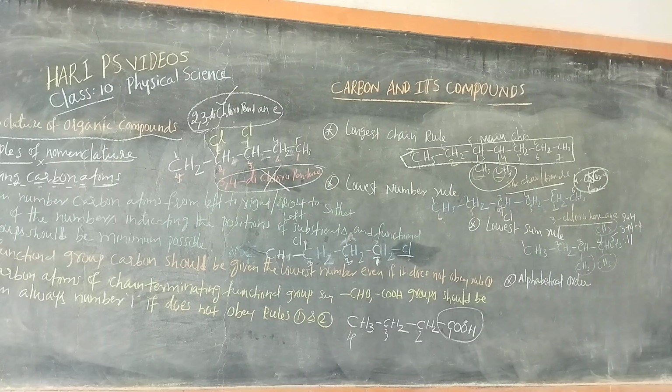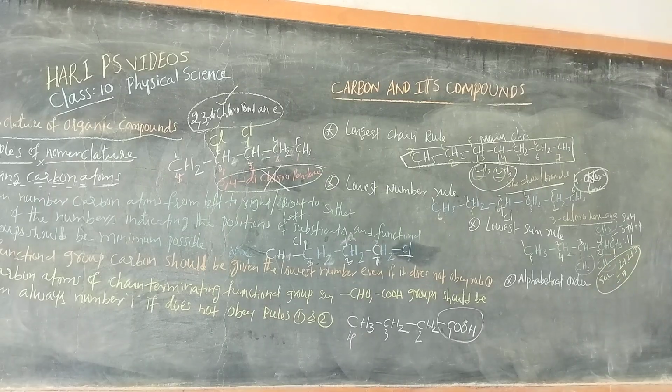If you give the numbering from right to left, 1, 2, 3, 4, 5, which carbon atoms have substituents? 2 and 3. The second carbon has 2 substituents, so 2 plus 2, 4. The third carbon also has 1 substituent, plus 3. 4 plus 3 is 7.